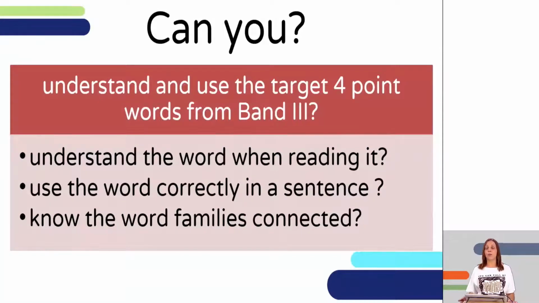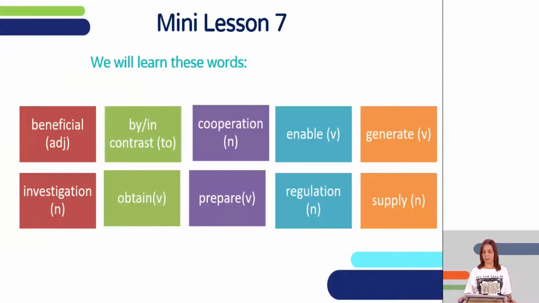Today we are going to focus on some goals. For example, the main goal is to understand and use the target 4-point words from band 3. And then we have some specific goals, which are to understand the word when reading it, to use the word correctly in a sentence, and to know the word families connected. Surely now we are talking about 10 words in a lesson. Are you ready? Let's move on.